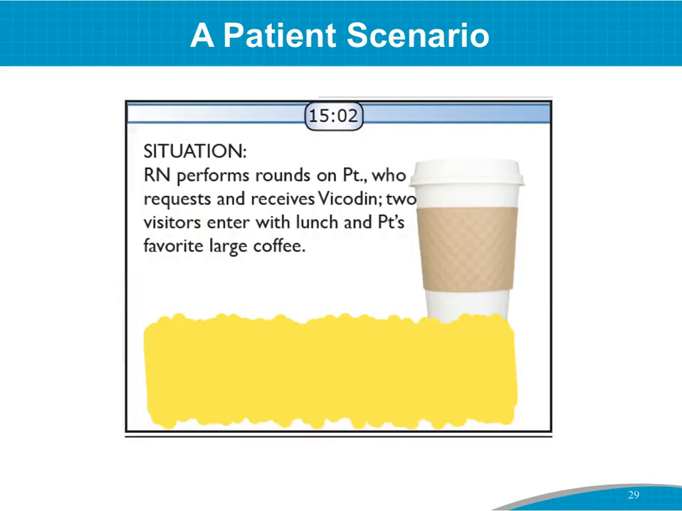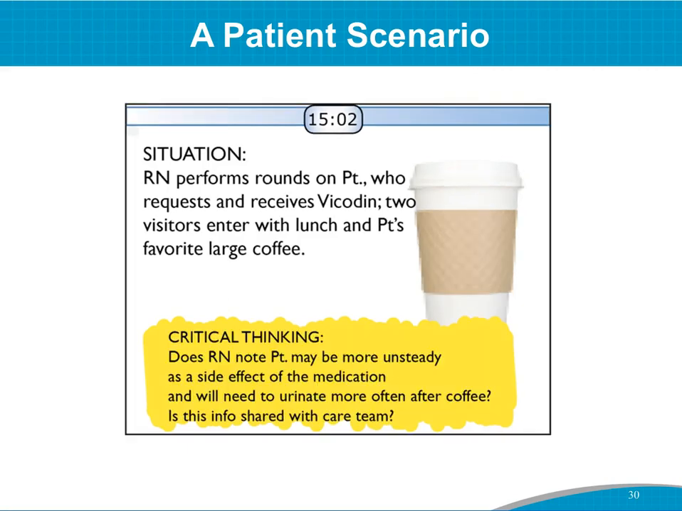So at 3 o'clock, the RN performs rounds on the patient. He requests and receives Vicodin. 2 visitors enter with lunch and the patient's favorite large coffee. So does the RN note that the patient may be more unsteady as a side effect of the medication and that he'll need to urinate more often after coffee? And is this information, again, shared with the care team?